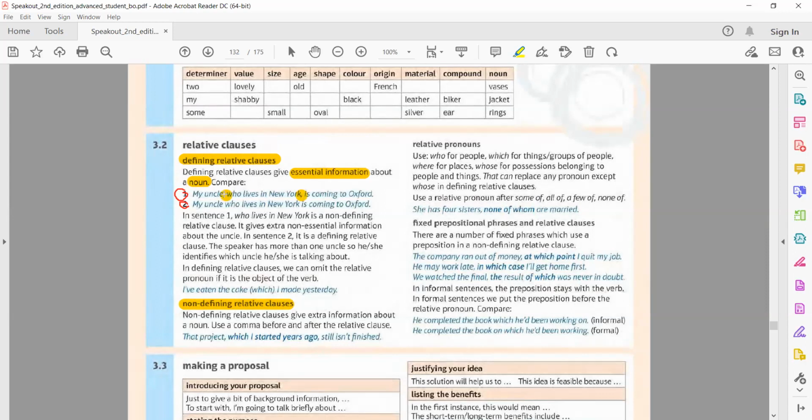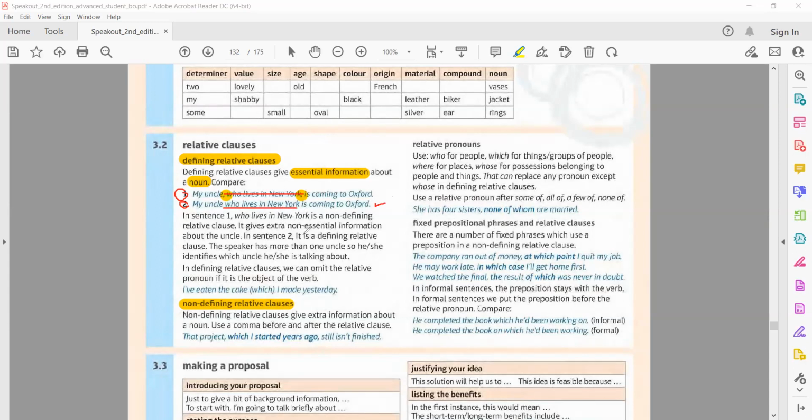You can just delete it, and you say, my uncle is coming to Oxford. I don't need to elaborate on my uncle. I would just say my uncle, you know him. But here, when I didn't write commas, that means I needed to explain which uncle. My uncle who lives in New York is coming to Oxford. Even though it has the same meaning, I have no commas. That means I mentioned this information on purpose, and I wanted others to know which uncle I'm talking about. And therefore, the second one is defining. And the first one is just non-defining, additional information.